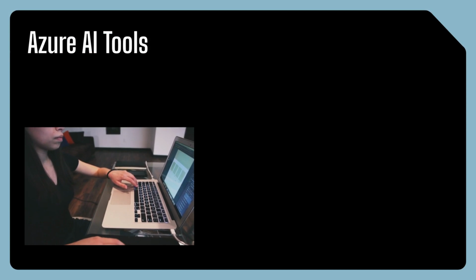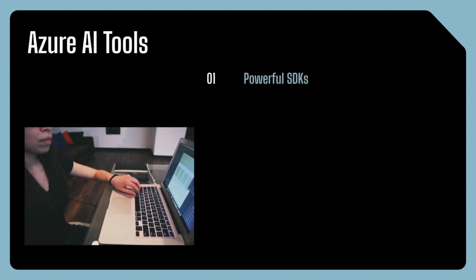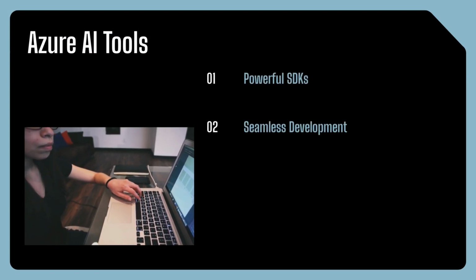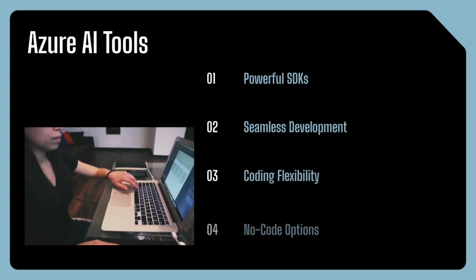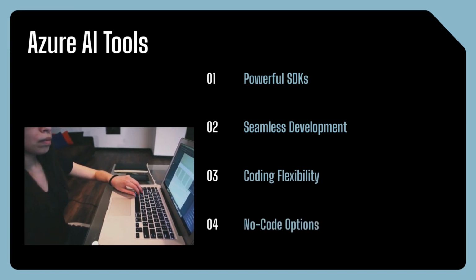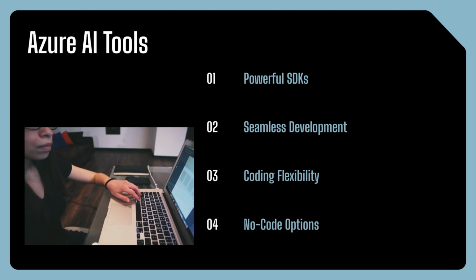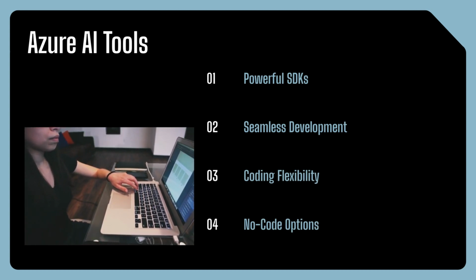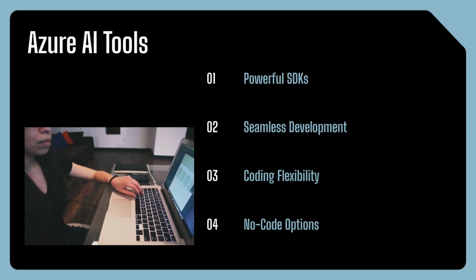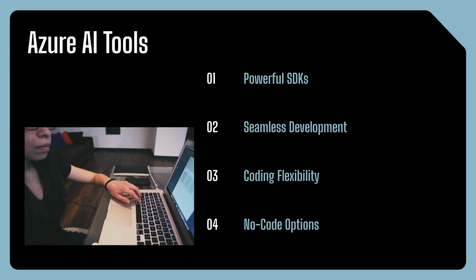Microsoft Azure provides a powerful set of tools and SDKs to make AI development seamless. Whether you're coding in Python, C# or Java, or prefer a no-code/low-code approach, there's something for everyone. While you can perform many of the tasks needed to develop an AI solution directly in the Azure AI Foundry portal, developers also need to write, test, and deploy code.